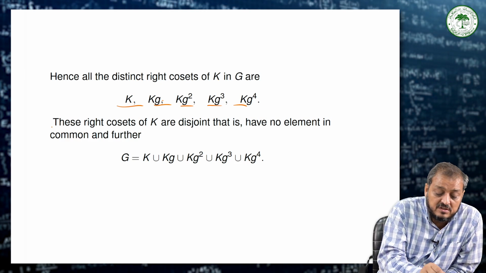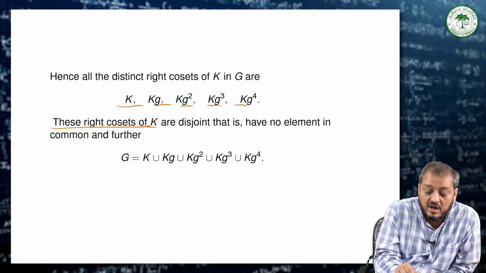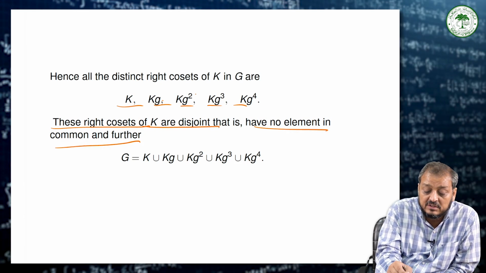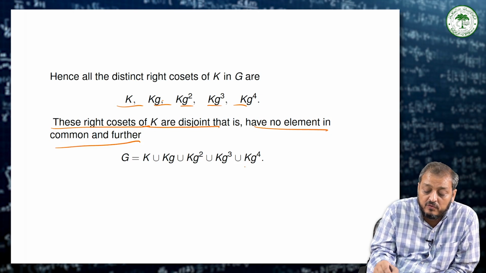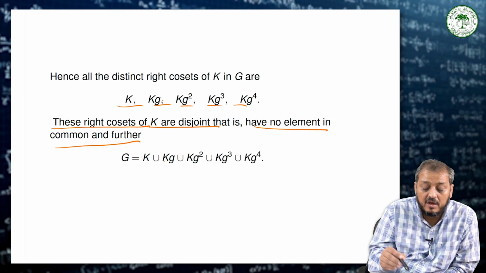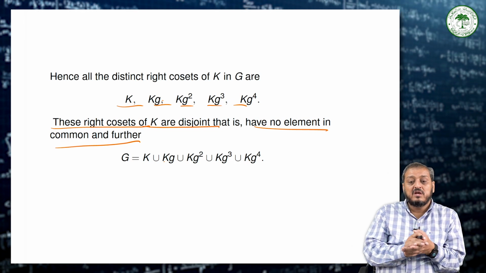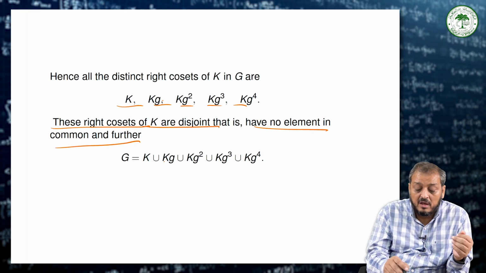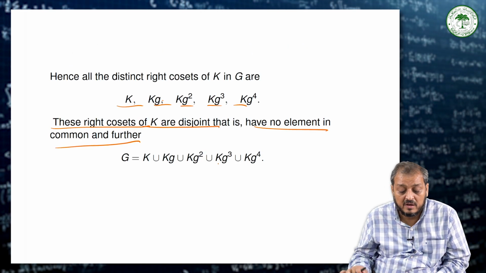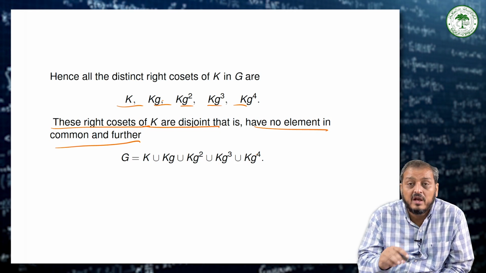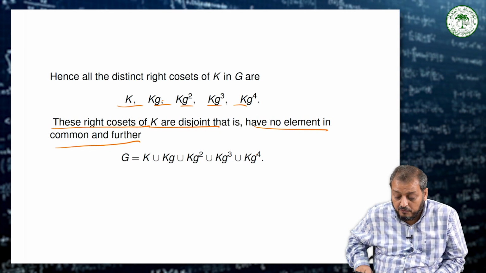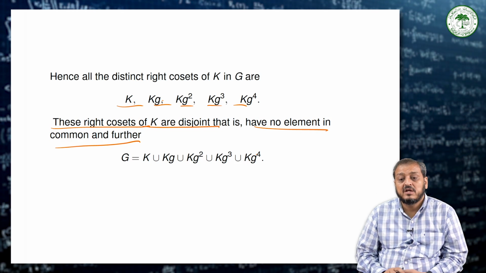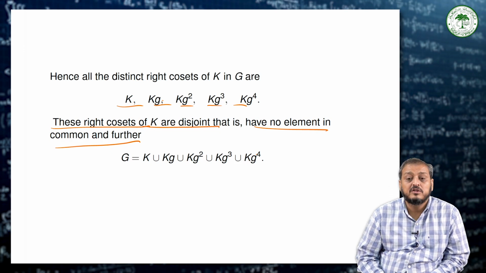These right cosets of K are disjoint, that is, they have no element in common. And if we take the union, it is K union kg union kg square union kg to the power 3 and kg to the power 4. So this means we can simply say that G is clearly written in this form.